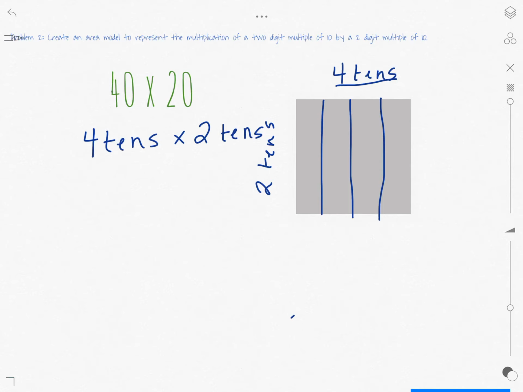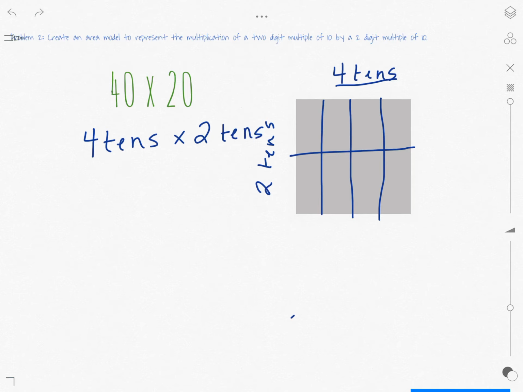Okay? Now if I think about I have 2 tens over here, well now I need to split this into 2 sections from the side. So I've got 1, 2. Okay? Now again, the reason that I'm doing this is to help me figure out what is the total area, if you're thinking about the inside of your box. What's the total area of your box?